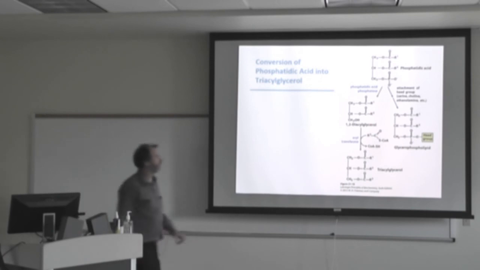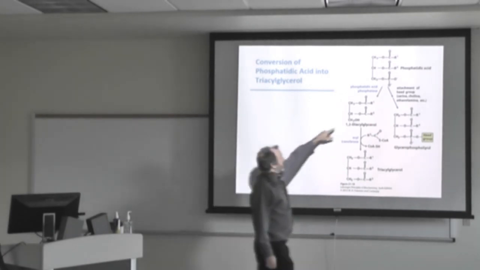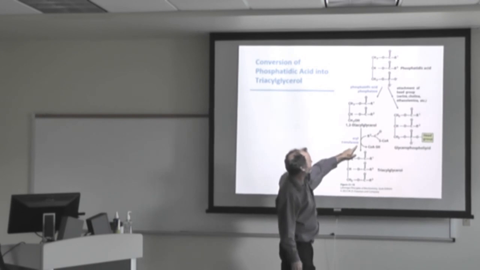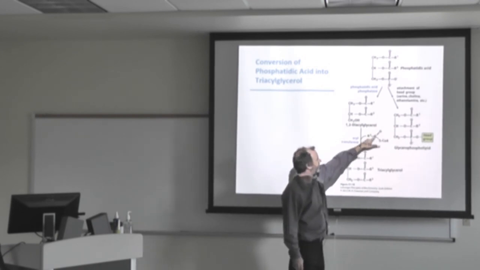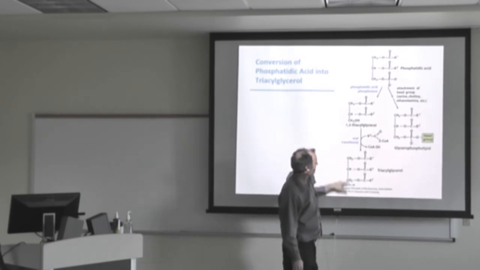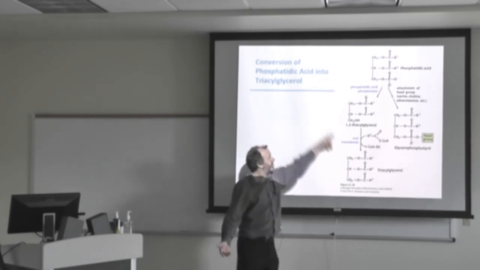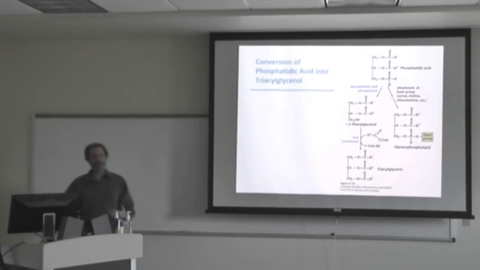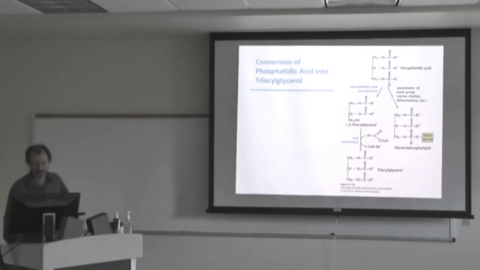So phosphatidic acid phosphatase. You have acyltransferase then. This is an activated acyl group that can then be added to that free alcohol group, and you have a triacylglycerol, which is then used just to store those acyl groups.